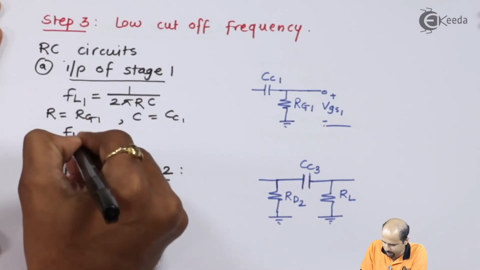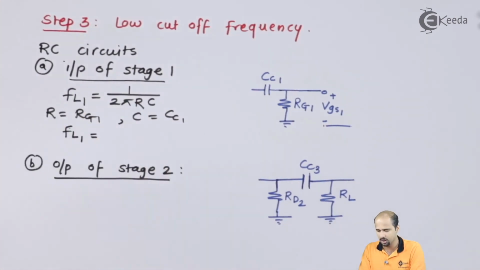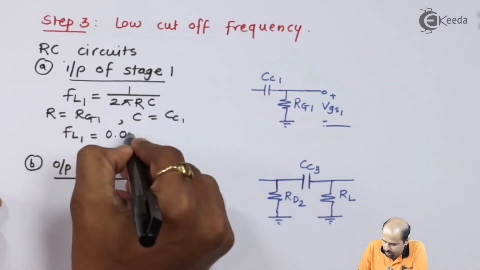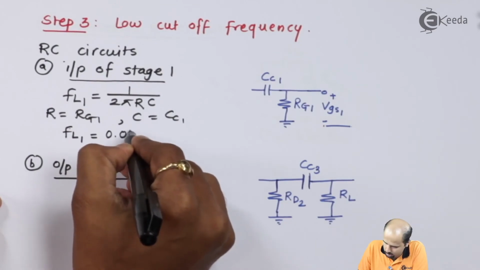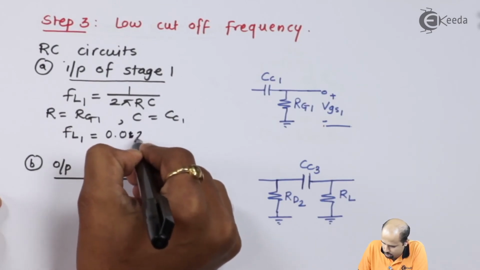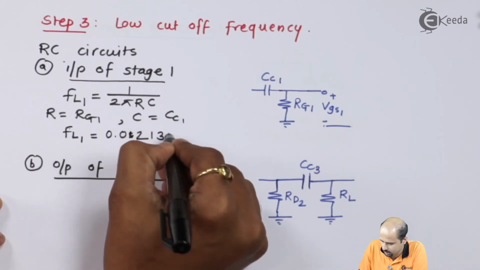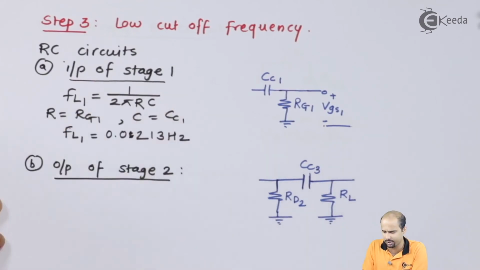Now let's find out the value of FL1. Very simple. So put the value RG1 is equal to 82 mega in parallel with 8.2 mega and C is equal to 1 microfarad which is given. So just put the value, get the answer, check your calculator is working or not and come to me. This value is very less. It's nearly about 0 only. So it's all about 0.0213 Hertz. It's a very low value.